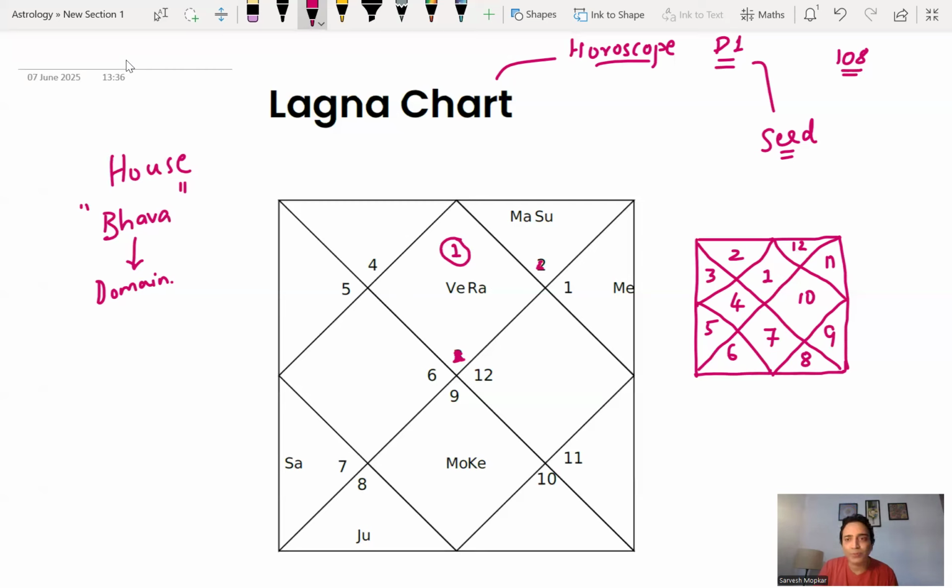I'll not use too many Indian terms or Sanskrit terms, but I'll use them where really required because I want you guys to understand things. So we have these 12 houses which I have numbered. Now let us come to the numbers that have been addressed in those houses.